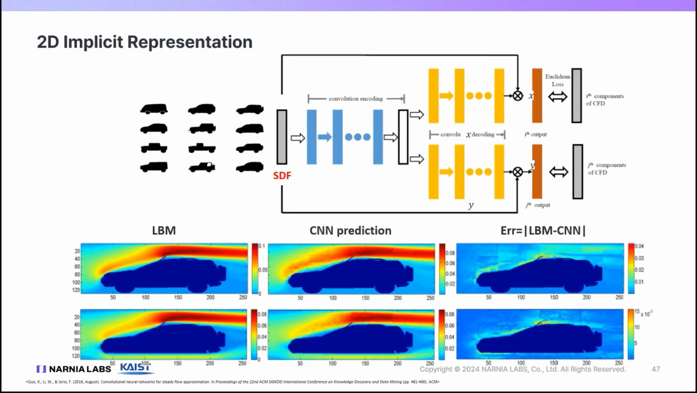So if we look at cases where predictions are made using the implicit representations we just learned, it goes like this. For example, when predicting the aerodynamic performance of a car, instead of inputting a cross-sectional image, there are cases where the image is converted into SDF values and then used as input. After that, the x-axis and y-axis directions are provided as inputs. In this case, they predicted the physical quantities in each direction, and they also used a CNN here. As a result, the predictions made by the CNN were very similar to those made by LBM.